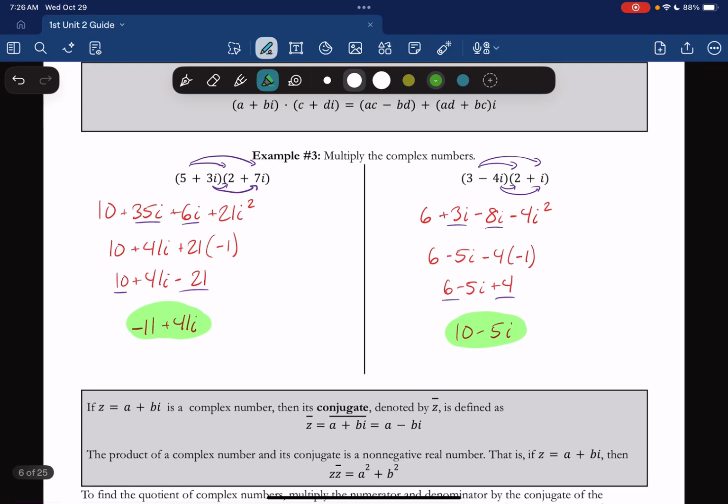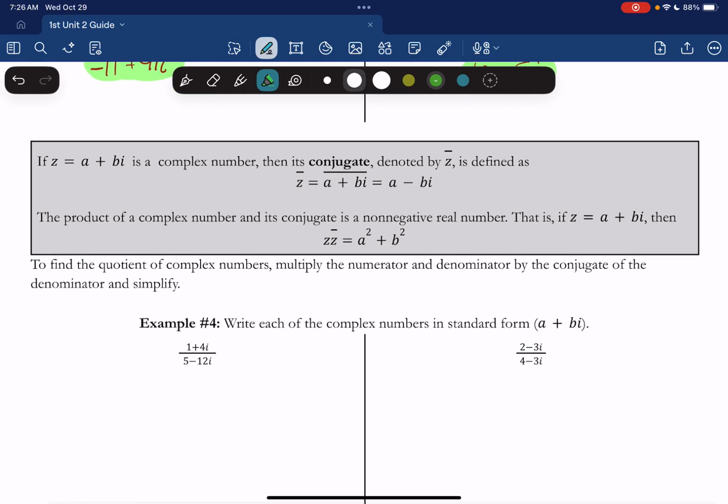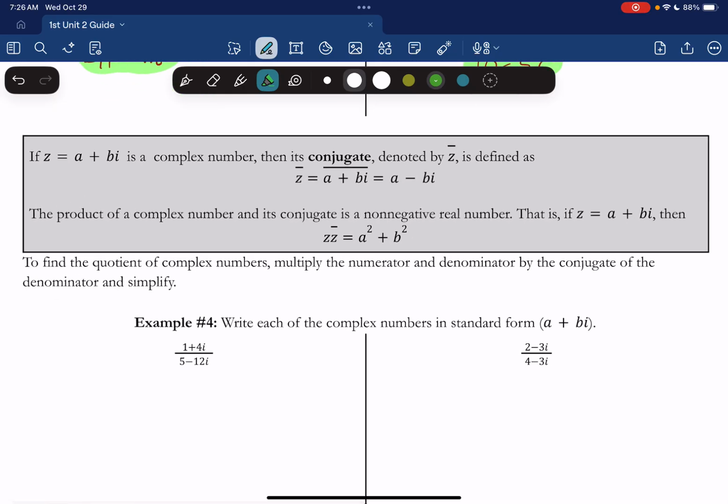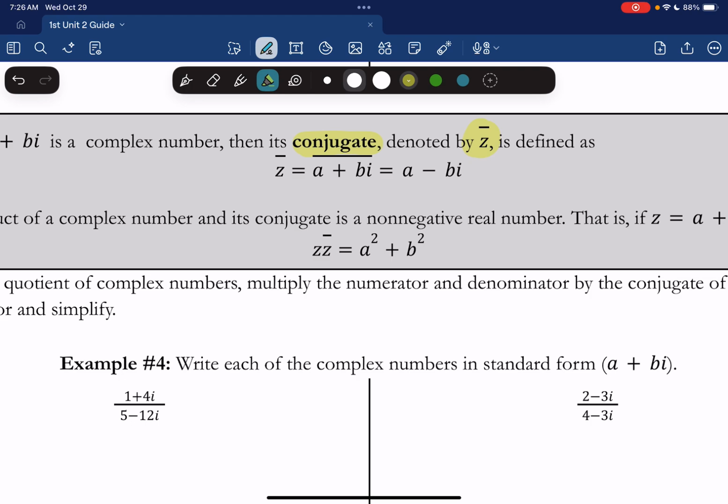So that's how we multiply. Now getting into dividing. Every complex number has what is called a conjugate. A conjugate is denoted by z with that bar above it. The only thing that is different is the sign between the real part and the imaginary part changes. So an example would be if I give you the complex number 2 plus 3i, the conjugate to that would be 2 minus 3i.